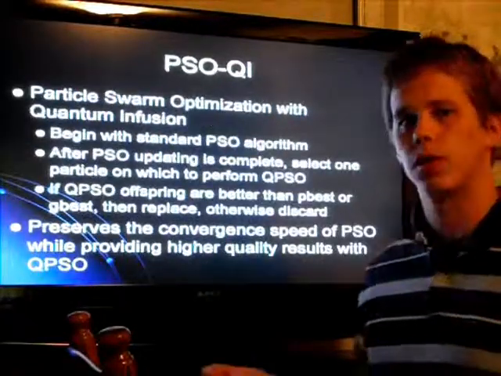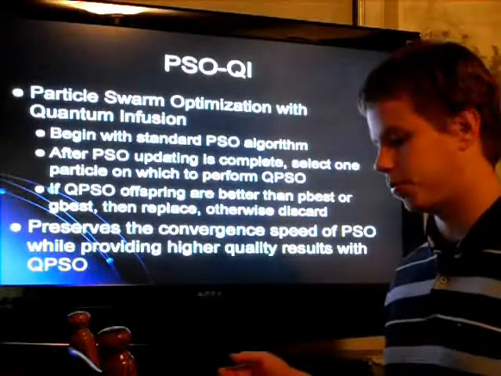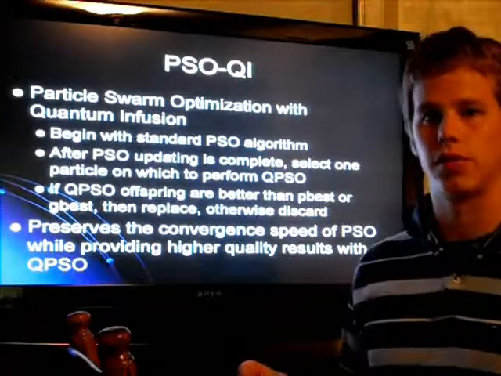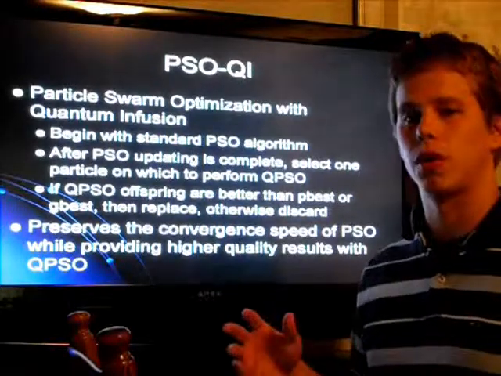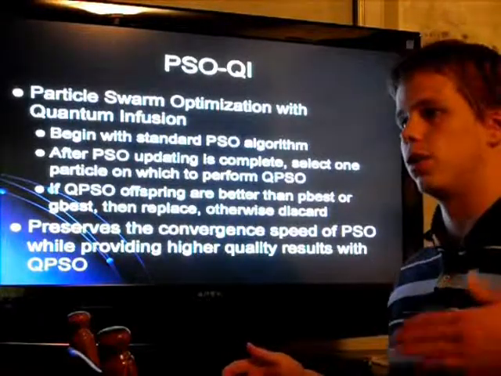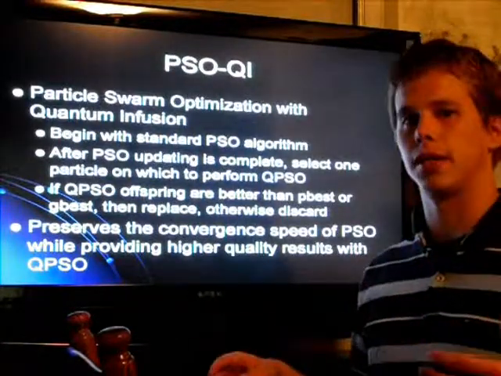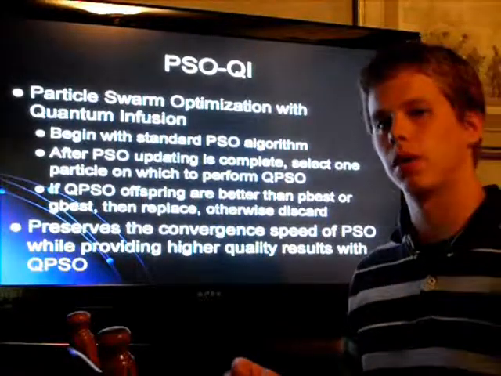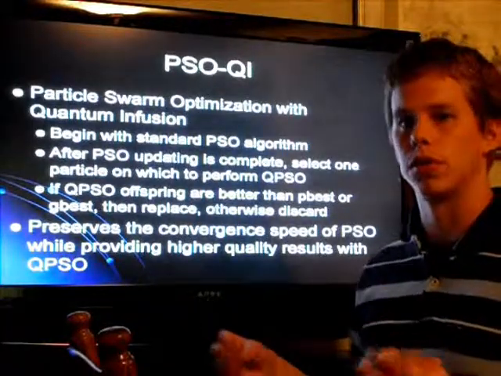Now, what PSOQI is, when we infuse the quantum into the PSO: particle swarm optimization, just the standard one, has very fast convergence speed, whereas QPSO gives higher quality results, but has slower convergence speed. So what we do is we just go through the entire regular PSO algorithm and do all the updates necessary. And then once the PSO is finished, we select one particle from that and then perform the QPSO and produce offspring with this QPSO algorithm.